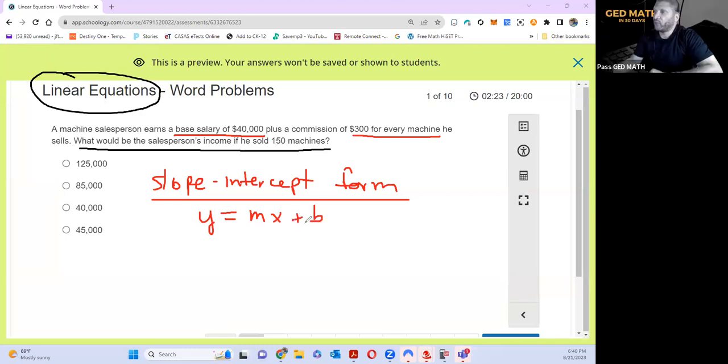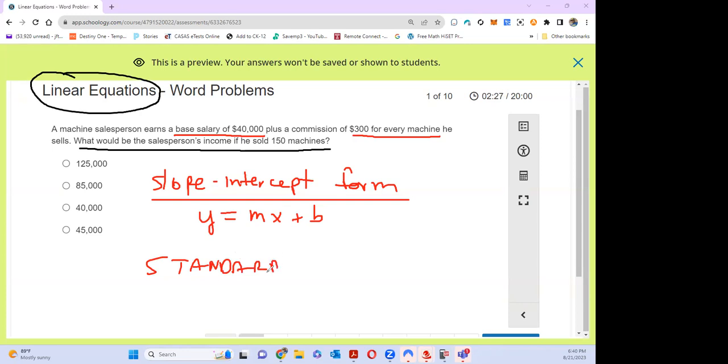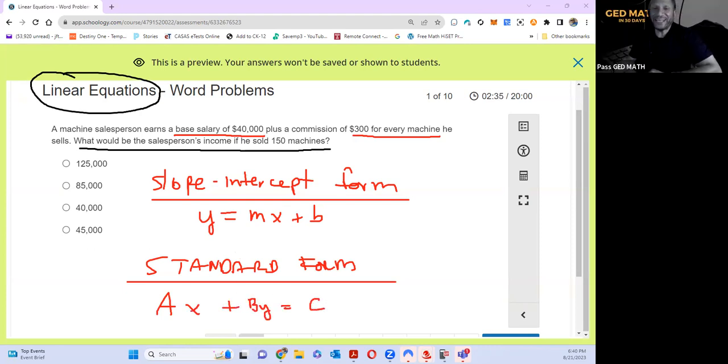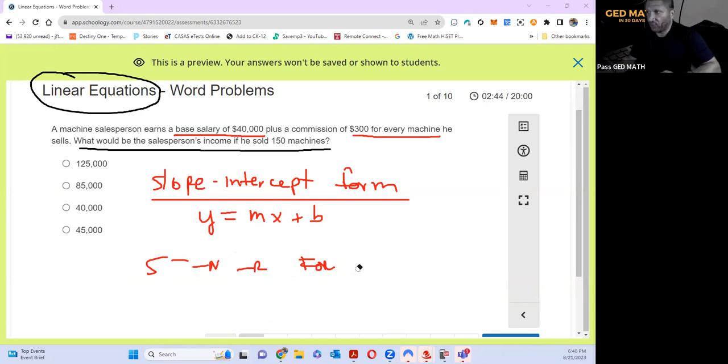The second form you should know is standard form. There's ax plus by equals c. These are the two forms of a linear equation you should know. Now, if they give you the option, we're going with slope intercept. So we're going to erase this for right now.